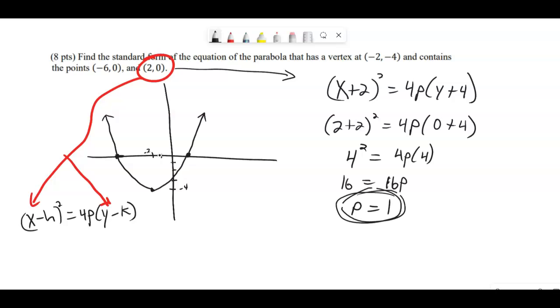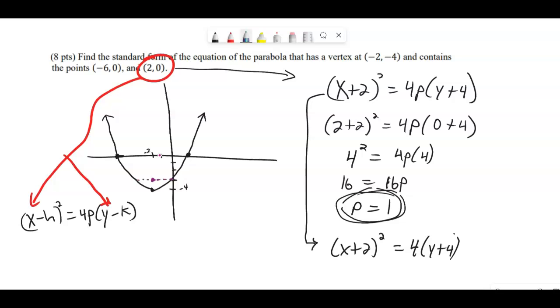Since we know p equals 1, we can now put 1 in for p, and that would just be 4, and write our final answer, (x + 2) squared equals 4 times (y + 4). So we now know that it's up 1. That's where the focus is.